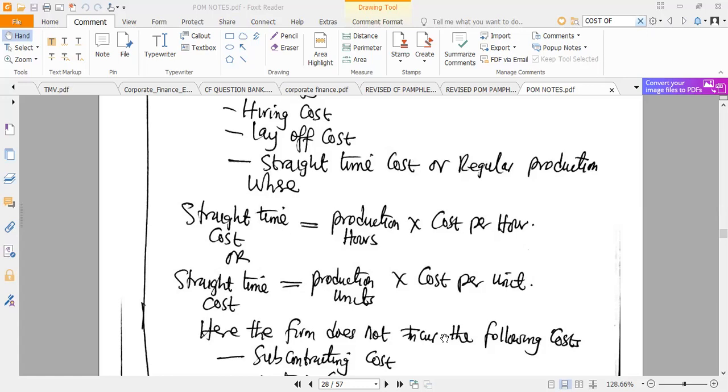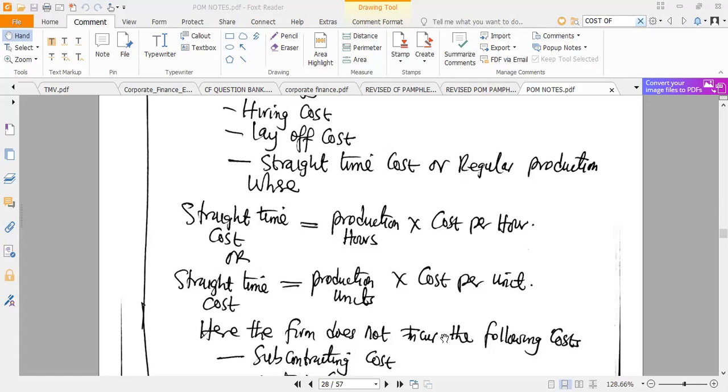So there's one for production time cost: production hours multiplied by the cost per hour. And then the other one, the production units multiplied by the cost per unit. So these are three costs. They form part of the chase strategy, also called matching demand. So matching demand, chase strategy, hiring cost, layoff cost, and the straight time cost, which can be computed based on these two formulas: the production hours multiplied by the cost per hour, or the production units multiplied by the cost per unit.